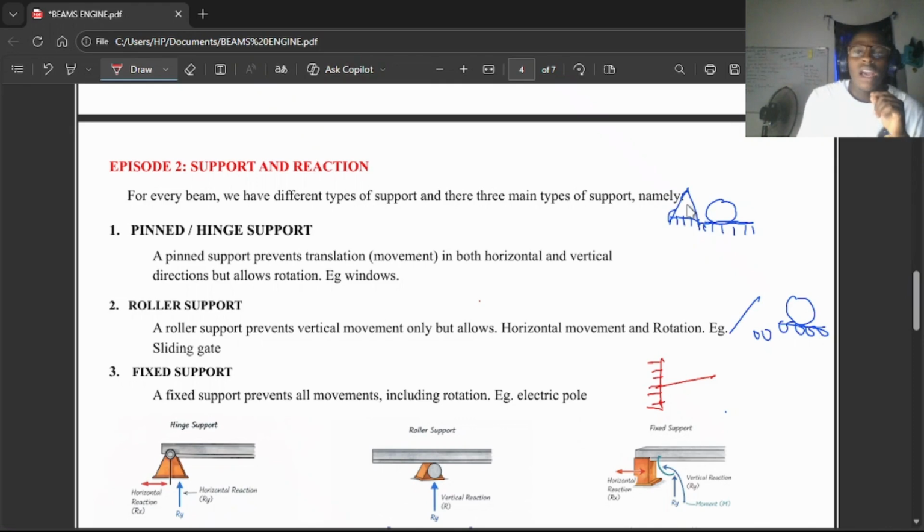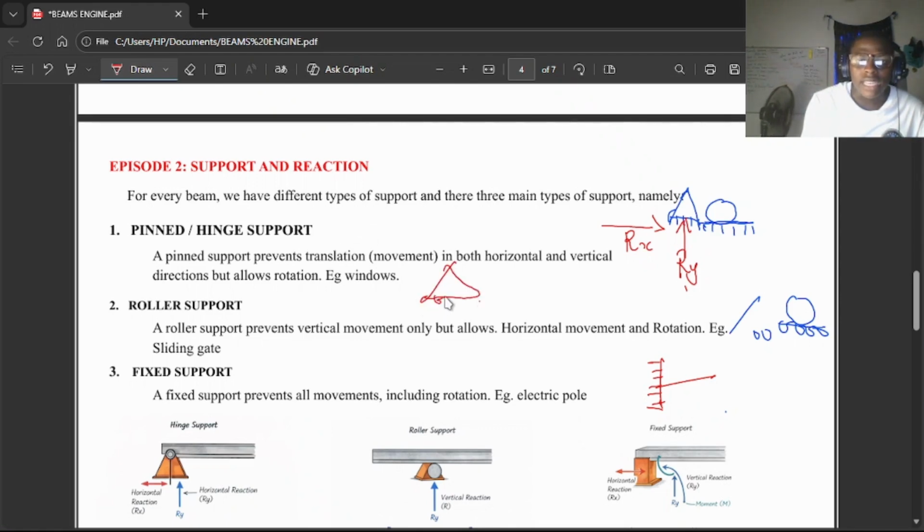And remember, for this support, it's not moving horizontally nor vertically, but it is rotating. Now, for your hinge support or your pin support, we have two types of reaction. The first one is this reaction here, which we can call arrow Y, and another reaction like this, which we can call arrow X. So your hinge support is characterized by two reactive forces.